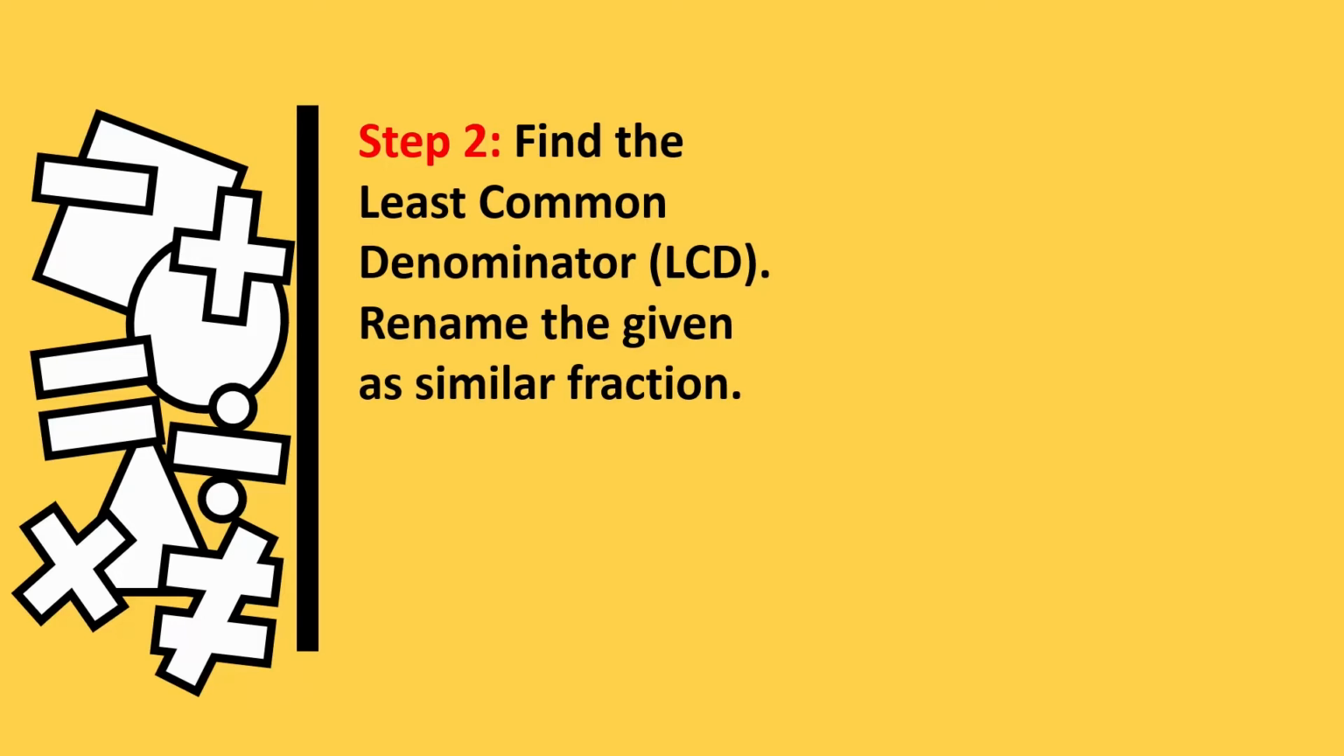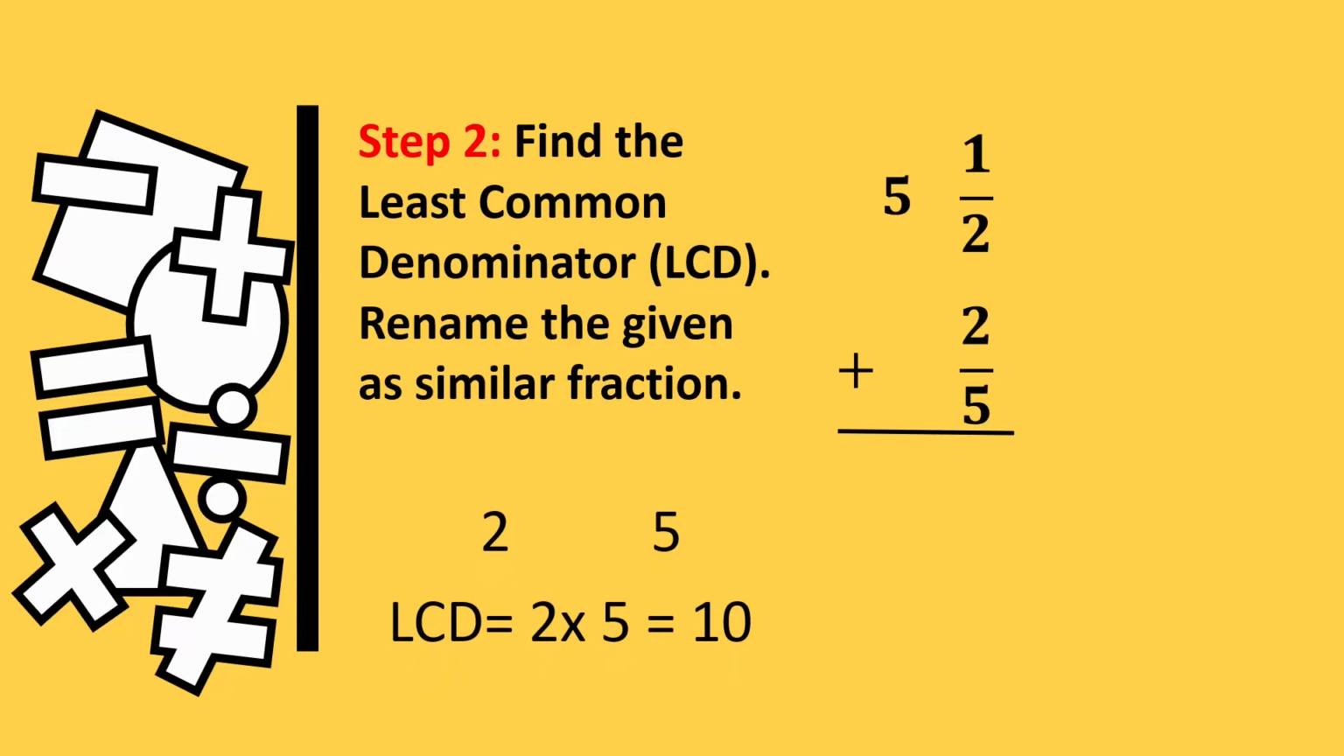The denominators are 2 and 5. There's no common prime divisor for these 2 numbers, so we have to multiply them. 2 times 5 equals 10. 10 is the LCD. 10 divided by 2 is 5. 5 times the numerator 1, that is equal to 5. 10 divided by 5 is 2. 2 times the numerator 2, that is equal to 4. Now, they are similar fractions. 5 1/2 is equal to 5 5/10. 2/5 is equal to 4/10.